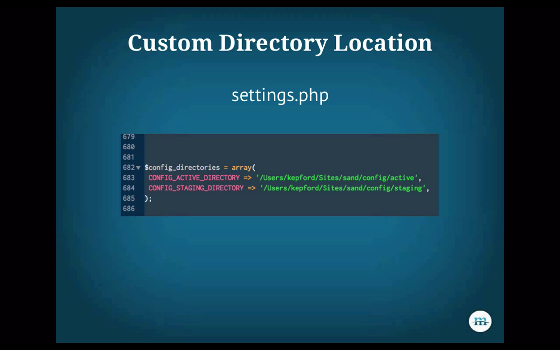So custom directories. The settings.php file is a good file to read for Drupal 8 because there are changes in there. You can basically customize which directory you want to store your configuration in. You could have active and staging in totally different trees. So in this example, I have it in a conf or config directory, instead of my doc root.